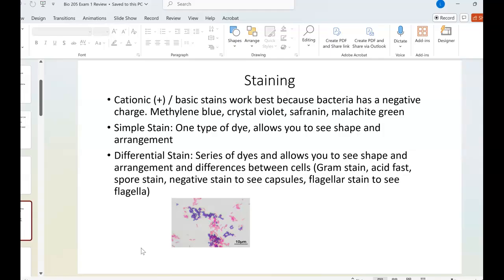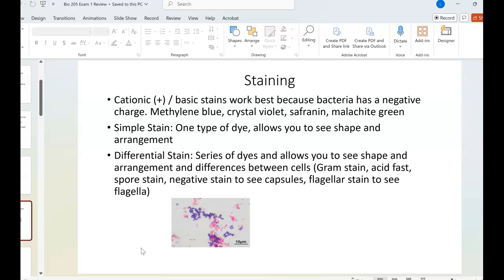They tend to work better on the bacteria because the bacteria has a negative charge on their cell wall. So if you think about opposites attracting, that cationic dye is going to be able to stick to it so that we can see that contrast and we can see those different colors as well as differences between cells.